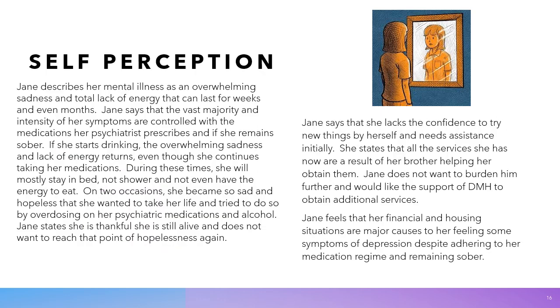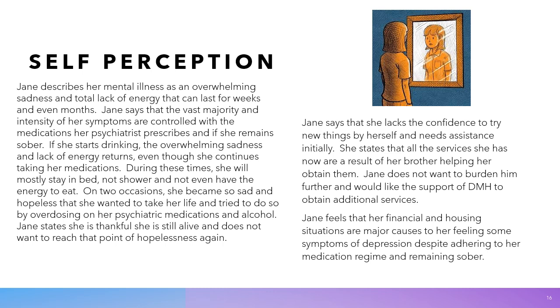Self-perception. Briefly describe the individual's perception of his or her illness and current situation. Jane describes her mental illness as an overwhelming sadness and total lack of energy that can last for weeks and even months. Jane says that the vast majority and intensity of her symptoms are controlled with the medications her psychiatrist prescribes and if she remains sober. If she starts drinking, the overwhelming sadness and lack of energy returns, even though she continues taking her medications.